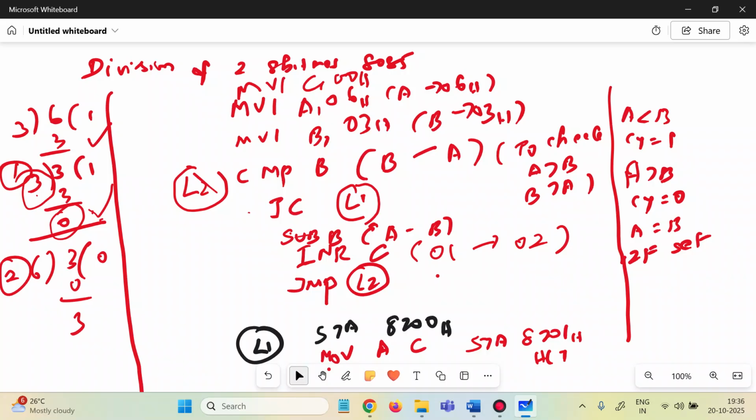This is how it proceeds. So your C is your quotient 02 and your A is your remainder 0. So both have been obtained. So this is your division process. Thank you all.